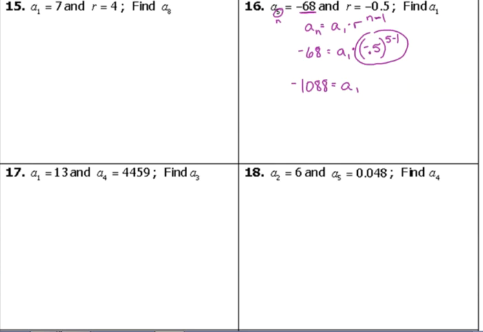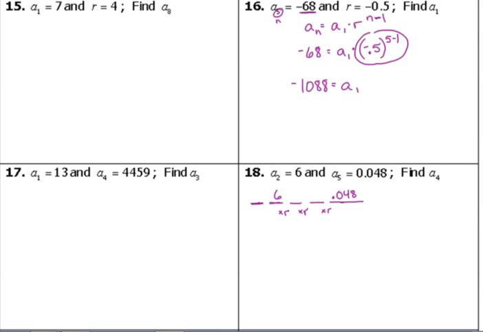Since this is a pretty simple example, I'm going to kind of write it out here. My 2nd term is 6. I don't know my 3rd. I don't know my 4th. I know my 5th, 0.048. So if every time I multiply by the common ratio, how many times have I multiplied by the common ratio to get from 6 to 0.048?